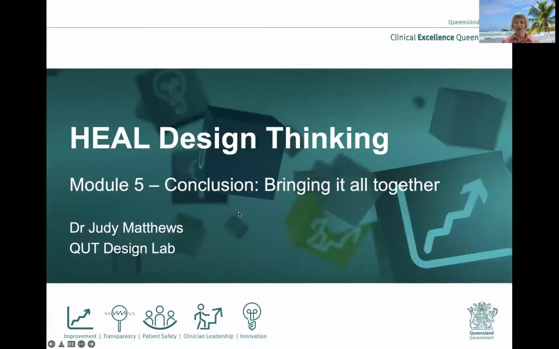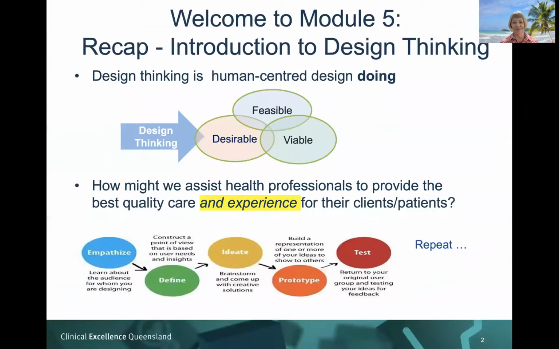So I'll begin with sharing my screen. It may look very familiar to you, going back to the Heal Design. So module 5, we're calling it, the conclusion, bringing it all together. So hoping that a lot of what you've looked at in the past is still front of mind, but if not, today we're going to do a bit of a refresh.